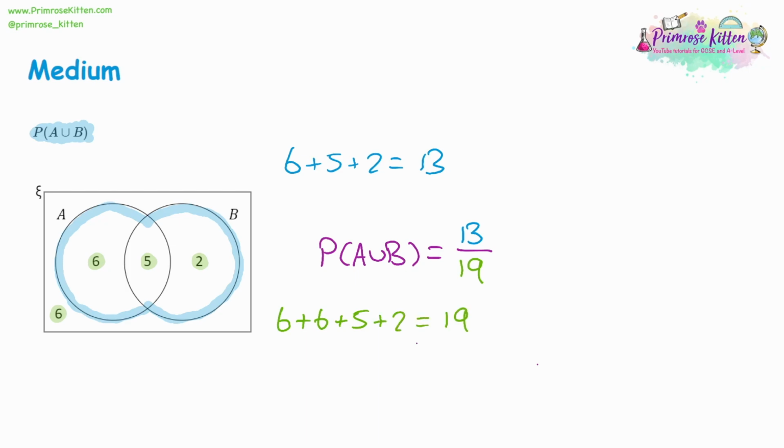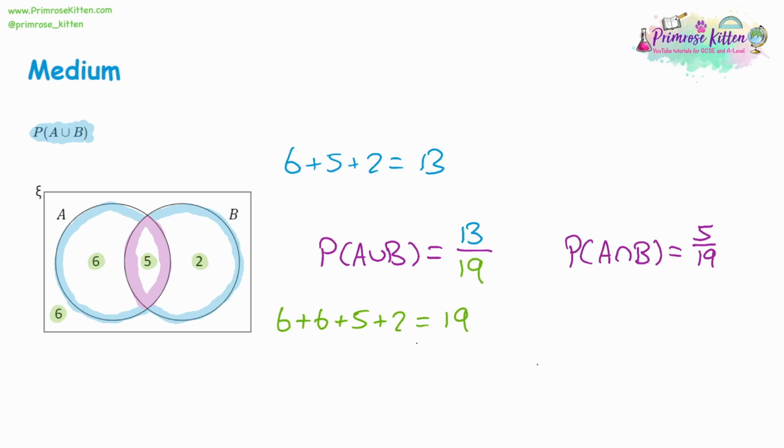You might also be asked for the intersection. So we might want the probability of A and B. Now, the intersection is just going to be the bit where A and B overlap. And what can we see in there? We can see the 5. So that would be 5 out of 19.